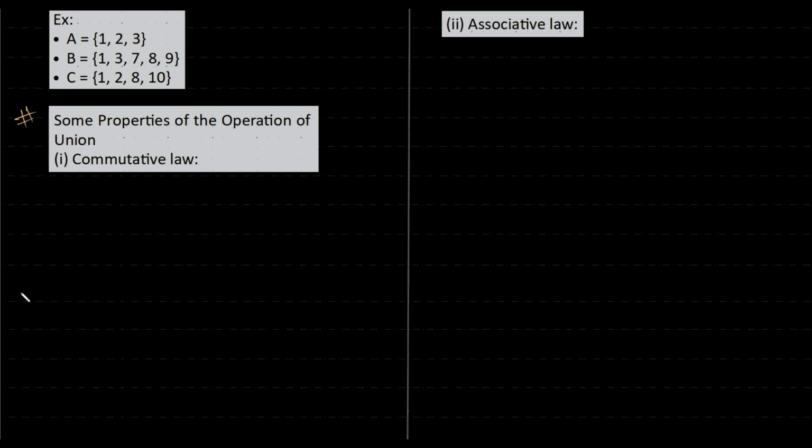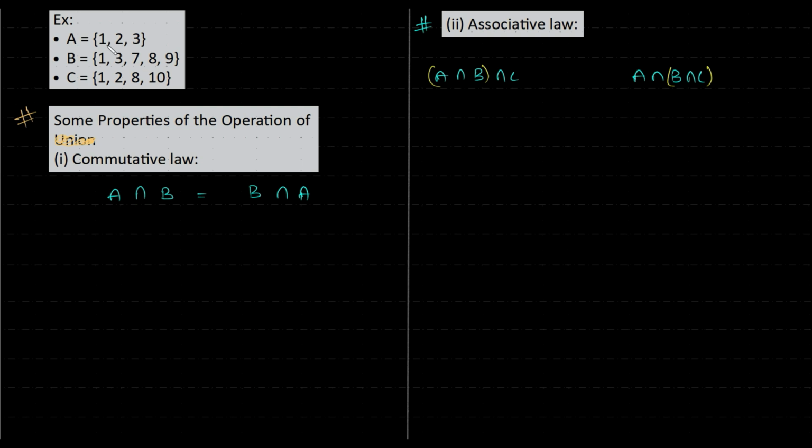Some properties that are related to, not union, sorry, intersection. We'll start off with the commutative law. So we have A intersecting B the same as B intersecting A. I don't need to explain much, you guys know this. Associative law. So we have (A intersecting B) intersecting C the same as A intersecting (B intersecting C). The main funda here is the order in which you are taking the commonality. Order will not matter, we'll end up with the same result.